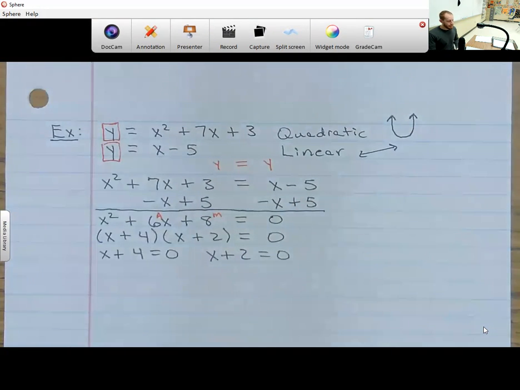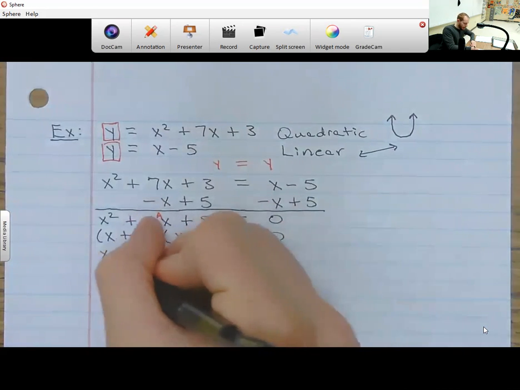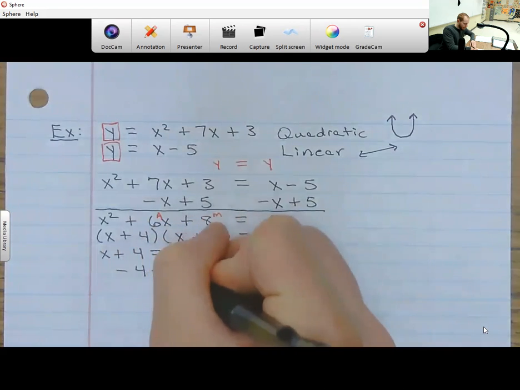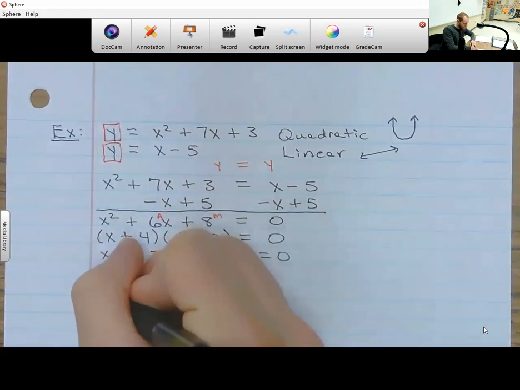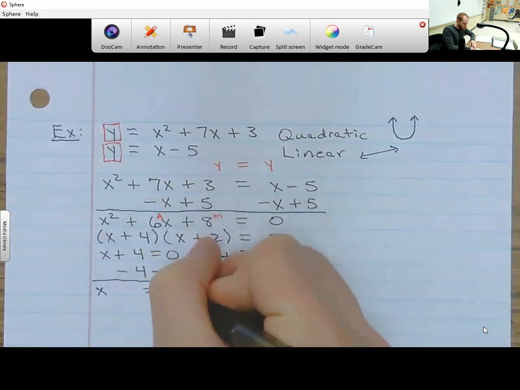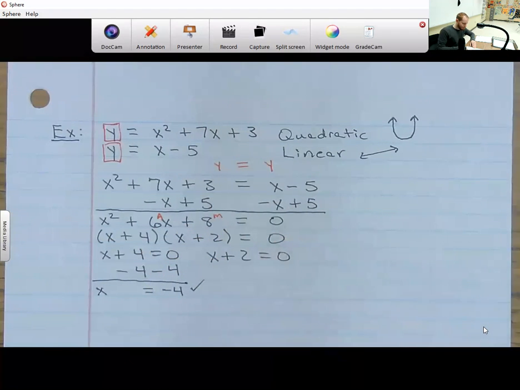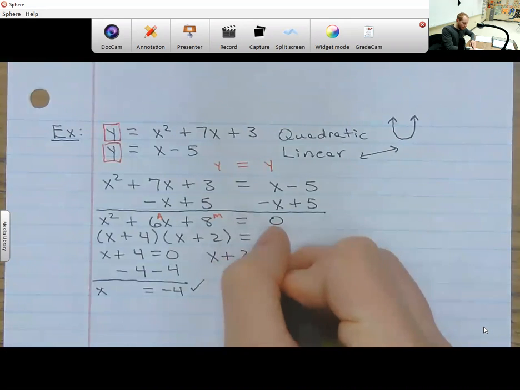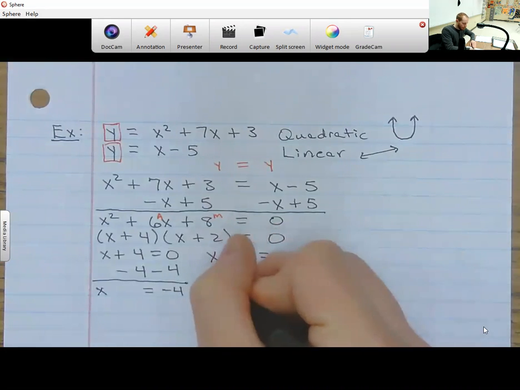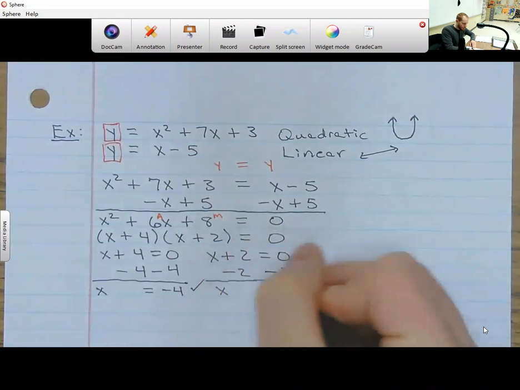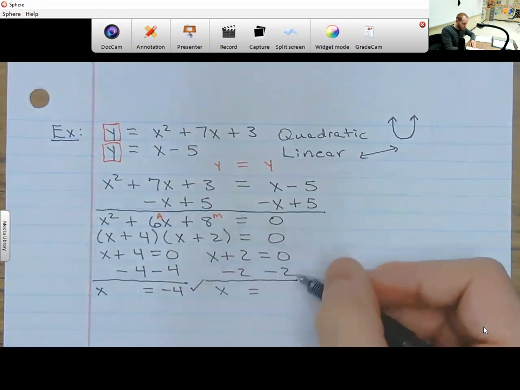So that means I've got to get x by itself. For the first one, I can subtract 4 from both sides. So when I do that, I subtract 4 from both sides, and I get 0 minus 4. That's going to be negative 4. Over here, I've got x plus 2 equals 0. I can get the x by itself by subtracting 2 from both sides. So when I subtract 2, I get x equals 0 minus 2, and that is negative 2.